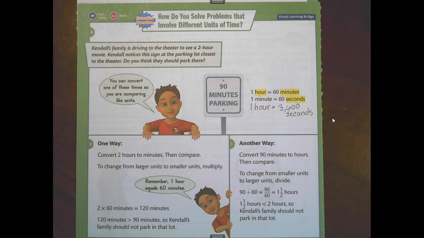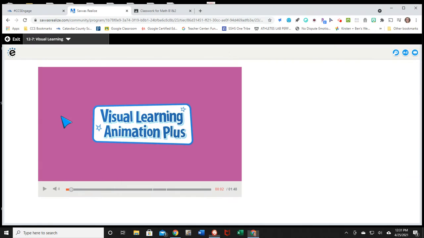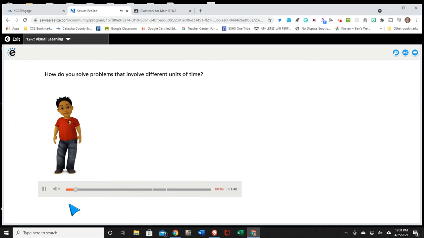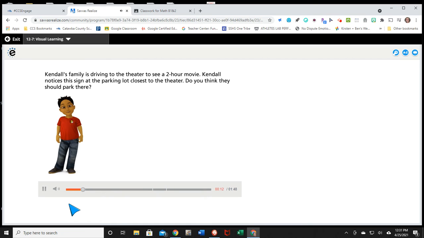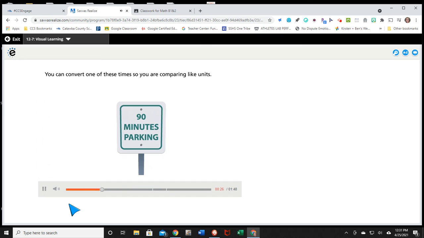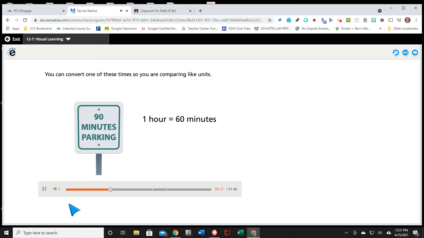All right, let's start with our visual learning example from page 514. How do you solve problems that involve different units of time? Kendall's family is driving to the theater to see a 2-hour movie. Kendall notices this sign at the parking lot closest to the theater. Do you think they should park there? You can convert one of these times so you are comparing like units. 1 hour equals 60 minutes. 1 minute equals 60 seconds.